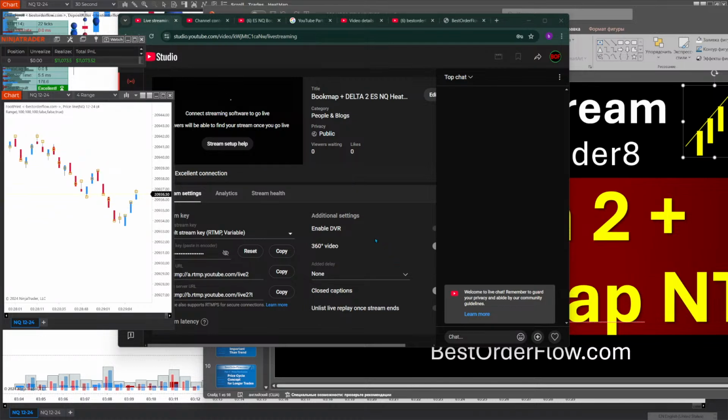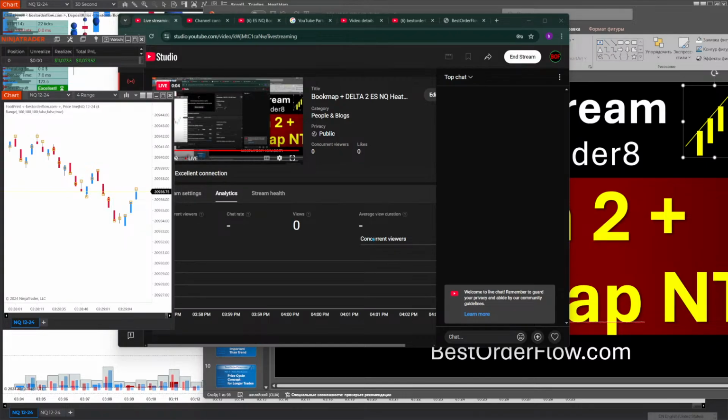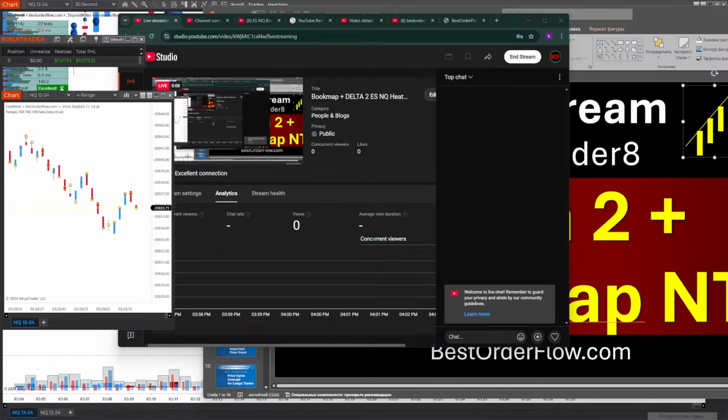Okay, so we're gonna do a live stream right now for trading Bookmap, and this is a new version of the Bookmap, and everybody is welcome to make your own comments. Let me demonstrate it to you, that new version of the Bookmap.